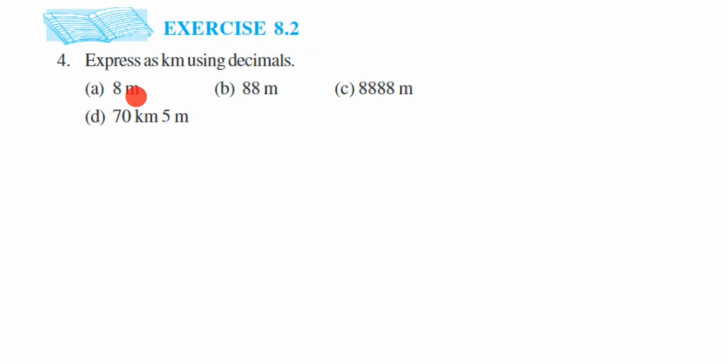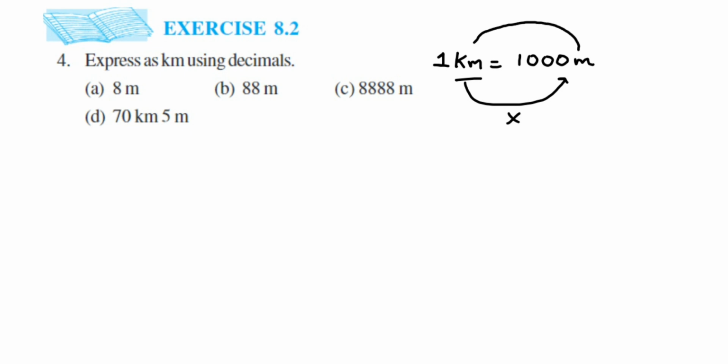And before we do this, let us understand how many meters are there in 1 kilometer. So 1 kilometer is equal to 1000 meters. Okay, so when you convert kilometer to meter, you multiply. Whenever you're converting a higher unit to a smaller unit, we multiply. When you're converting a smaller unit to a higher unit, you will divide.